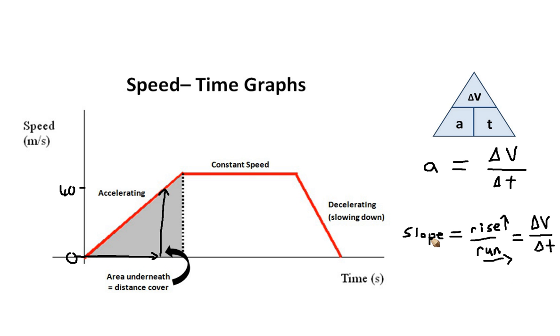So the slope of the graph, if it's a velocity, the rise over the time, the run, velocity over time, is acceleration. So the slope of our graph tells us the acceleration. And what that means is if I've got a steeper line like this, it's accelerating, it's speeding up more quickly than this one here. A flatter line means it's accelerating, but it's speeding up at a much slower rate.